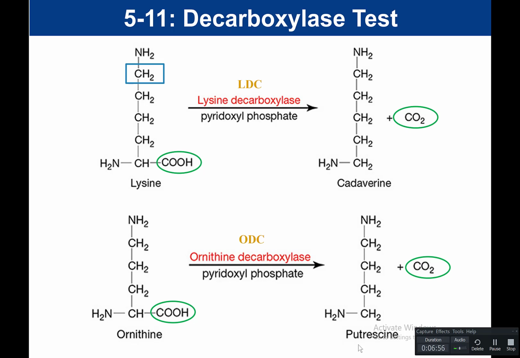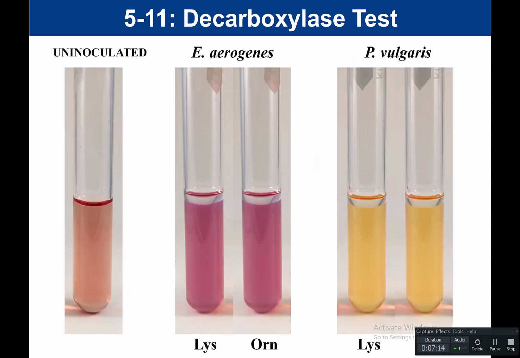So lysine and ornithine are going to be your substrates, and your products are then going to be cadaverine or putrescine, depending on which substrate you started with. And so this is going to be your decarboxylase test. This is what we're looking for. So if we look at the organisms that are tested, on the left we have our uninoculated control. Notice that this tube is that kind of orangish color. It starts at a neutral pH.